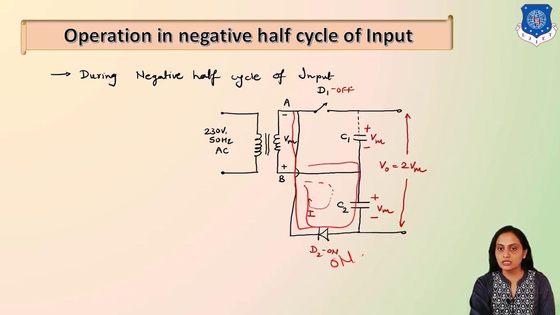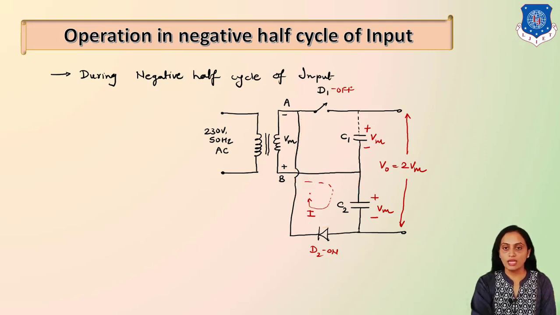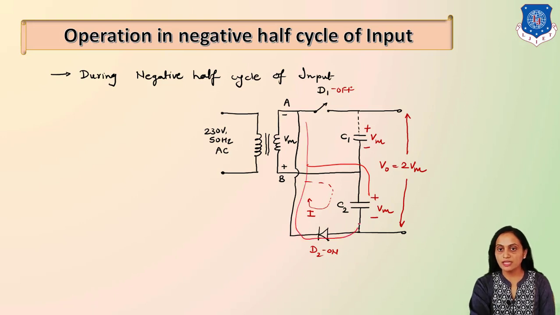Just look at this, current is flowing in this particular manner from plus to minus, and due to that the capacitor C2 is going to charge till Vm, and the polarity will be like this because this plus is connected over here and this minus side is connected from here. So plus minus Vm is connected, and that is why at the output across these two, we will have Vm plus Vm, that is why it will be total 2 Vm.